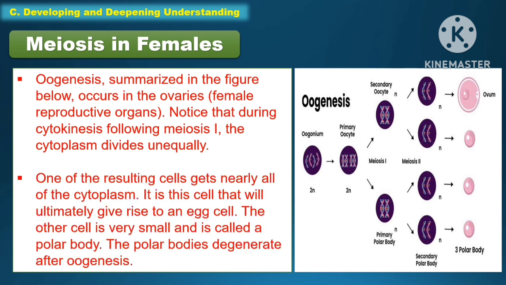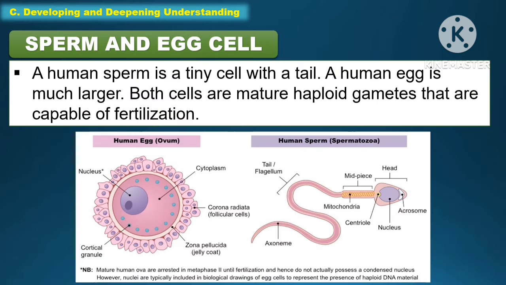Notice that during the cytokinesis following meiosis I, the cytoplasm divides unequally. One of the resulting cells gets nearly all of the cytoplasm. It is the cell that will ultimately give rise to an egg cell. The other cell is very small and is called the polar body. The polar bodies degenerate after the oogenesis.